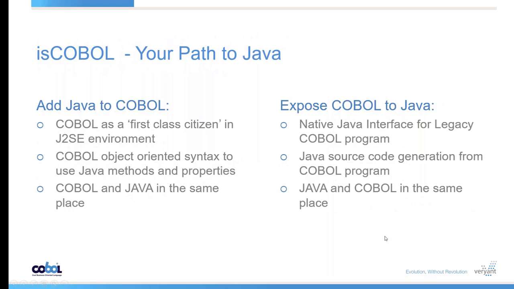I want to stress this COBOL Java connection. Our compiler is a two-part compile, COBOL to Java code, and then Java code to a Java class using the Java compiler. Because our compiler generates Java source code, you can consider it COBOL your path to Java. It's easy to add Java methods to your COBOL, exposing methods and properties using object-oriented syntax.